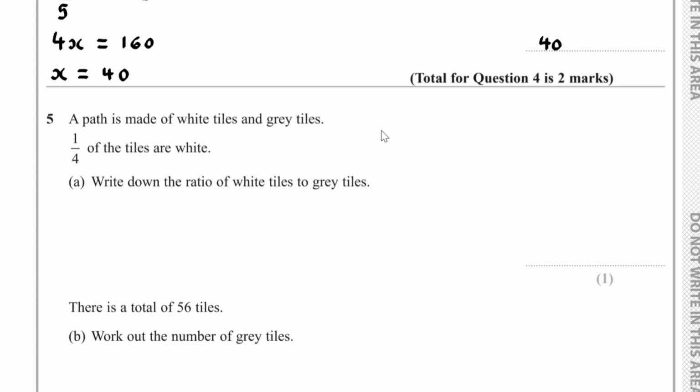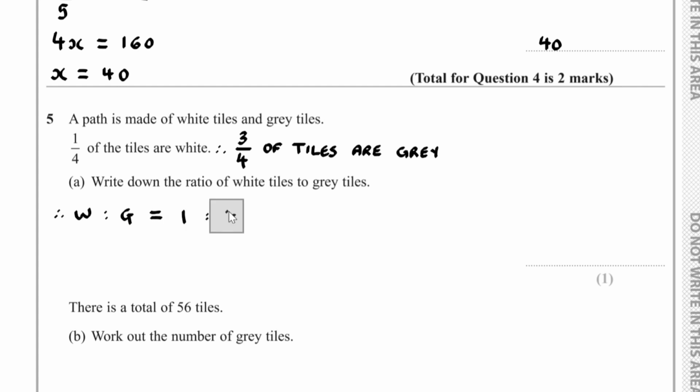Question number 5. A path is made of white tiles and grey tiles. 1/4 of the tiles are white. For part A we have to write down the ratio of white tiles to grey tiles. Well, if 1/4 of the tiles are white, that would mean 3/4 of the tiles are grey, and therefore the ratio of white tiles to grey tiles would be 1 to 3. So the ratio is 1 to 3.